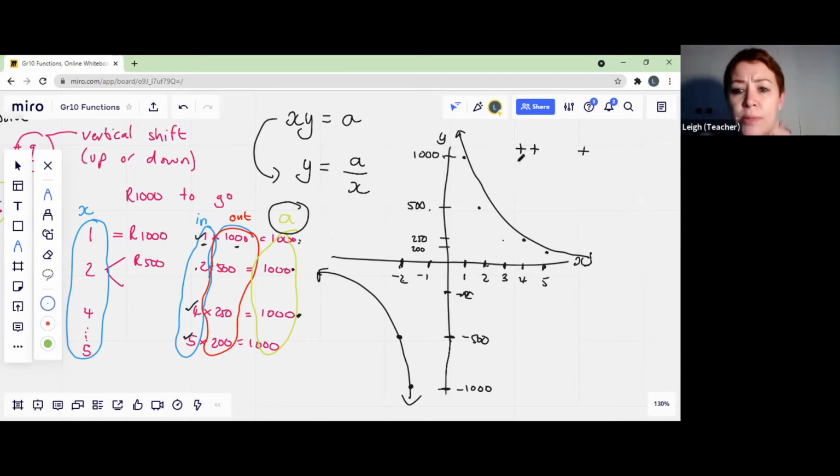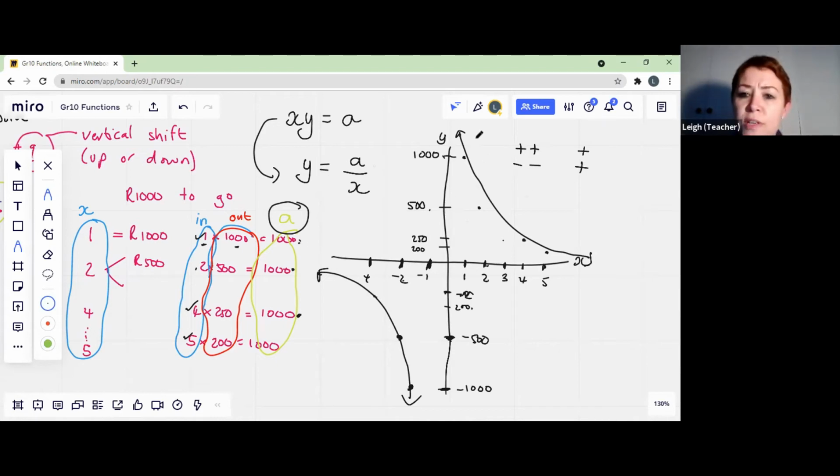But what else happens when I multiply a negative with a negative? What do I get? Positive. A positive as well, absolutely. So when I multiply the negative 1 with negative 1,000, I still get a positive 1,000. So I'm still getting the same pattern. And when I multiply negative 2 with negative 500, that's why I'm getting this dot over here. And negative 4 with negative 250 is going to give me that point over there. So that's why the hyperbola is a function, and then there is a mirror image.